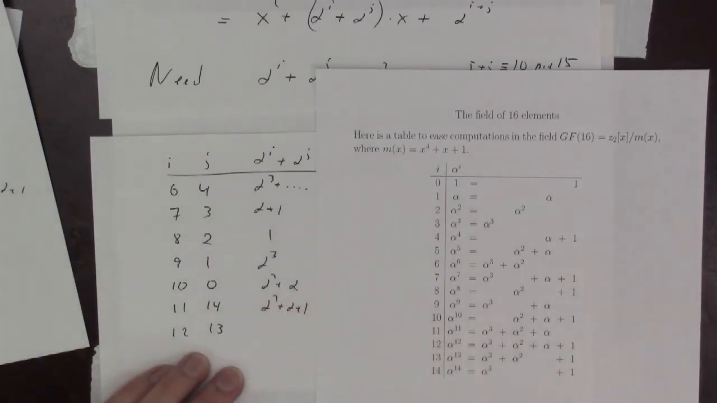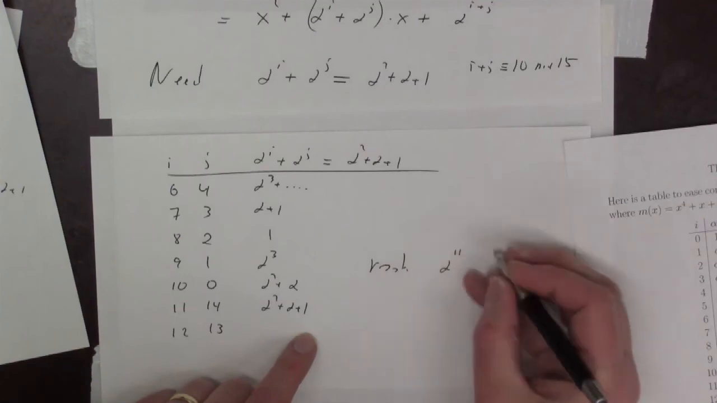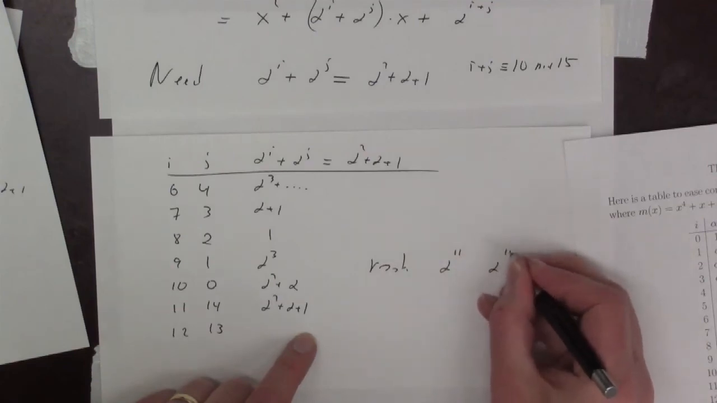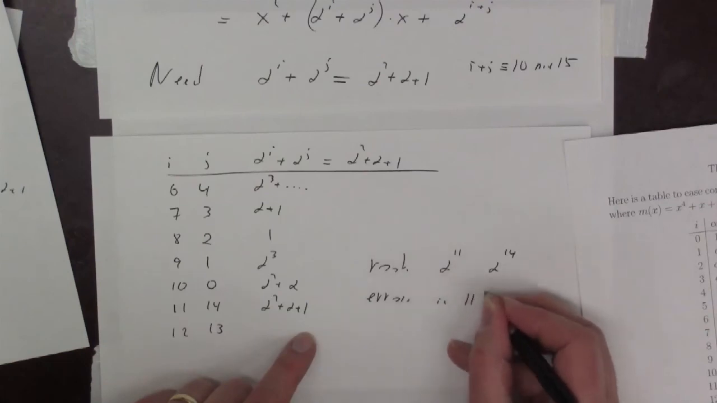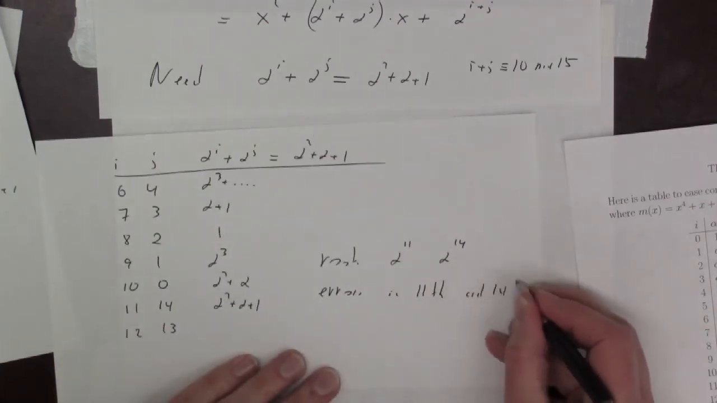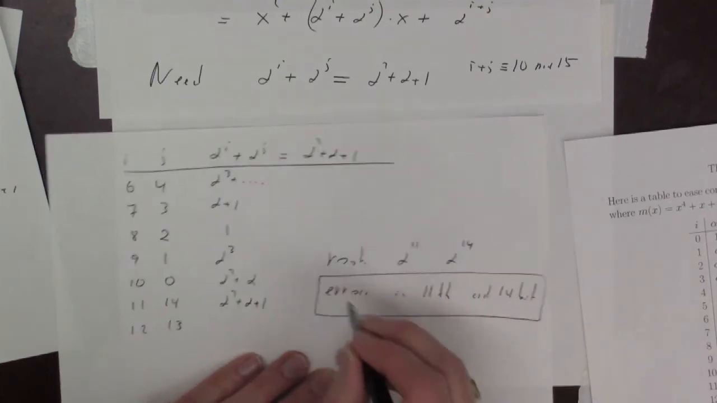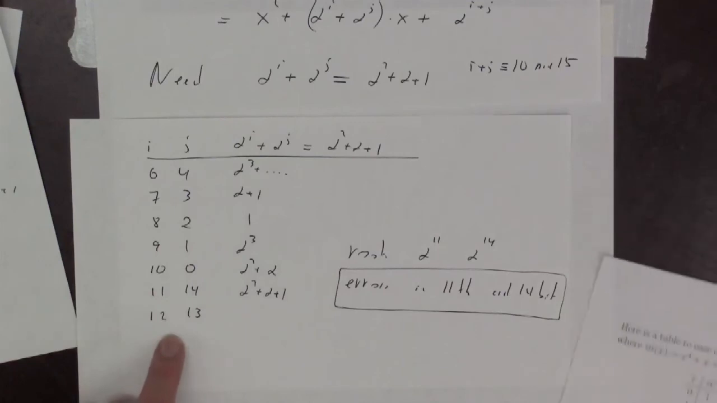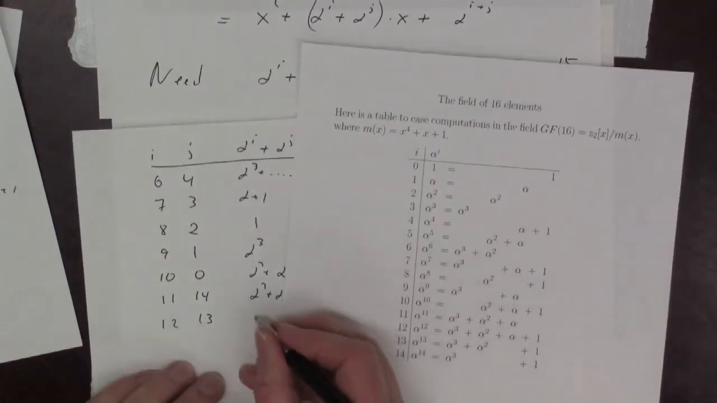Aha! You say that's what we're looking for. The roots are alpha to the 11 and alpha to the 14. So errors in the 11th and 14th bit. Actually, you can check 12 and 13 here. If you add them, you get what? You get an alpha, so that's not that one.